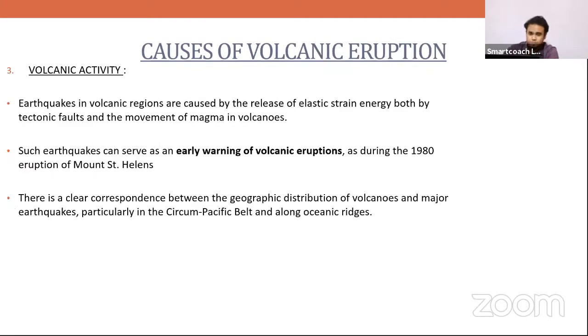Then what is the third cause behind your volcanic activity? What is the third reason behind your earthquakes? It is your volcanic activity, right?